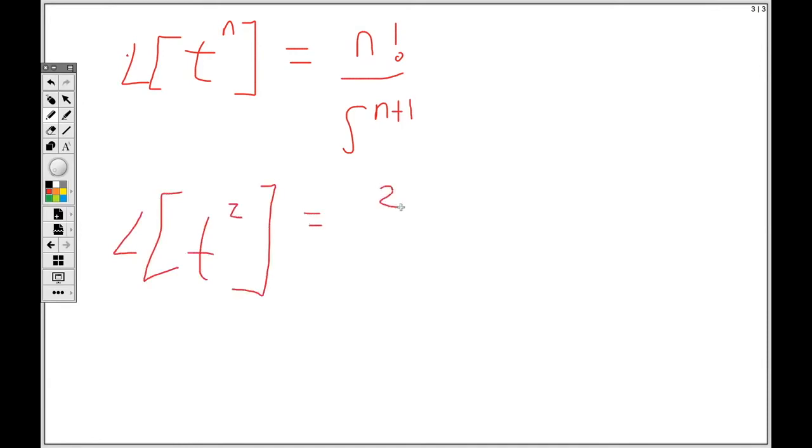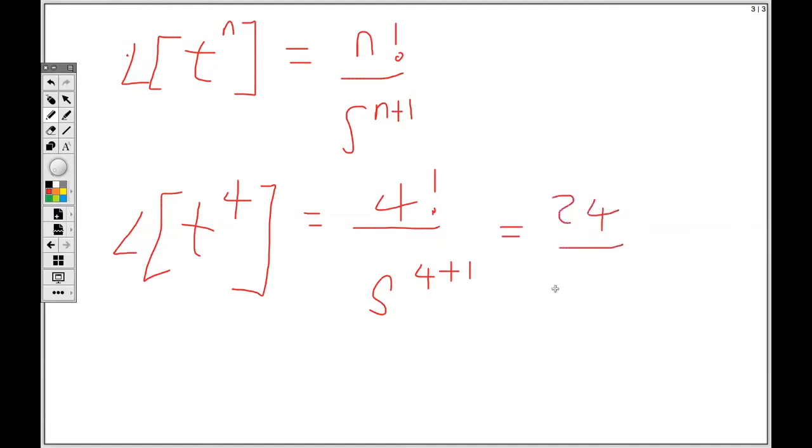So if I ask for the Laplace transform of t squared, then it will be 2 factorial over s to the 2 plus 1. Now 2 factorial is 2, and this would be 2 plus 1 to give me 3. I could also have t to the 4. So I will have 4 factorial over s to the 4 plus 1. Now 4 factorial is 24 over s to the 5th.